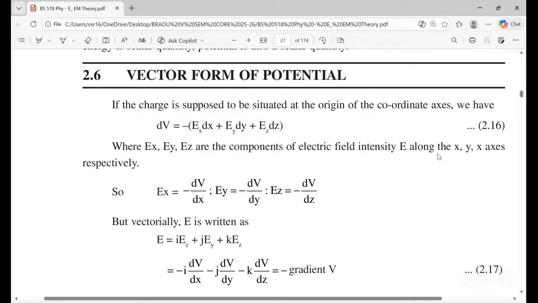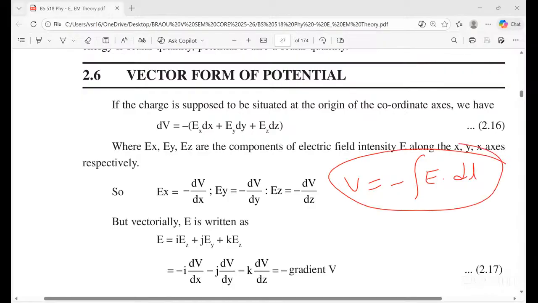So what is the vector form of the electric potential? Vector form means, let us consider what the relation is between V and E. V equals minus line integral E dot dl. I will show you. Line integral E dot dl. This is the integral form of the electric potential.